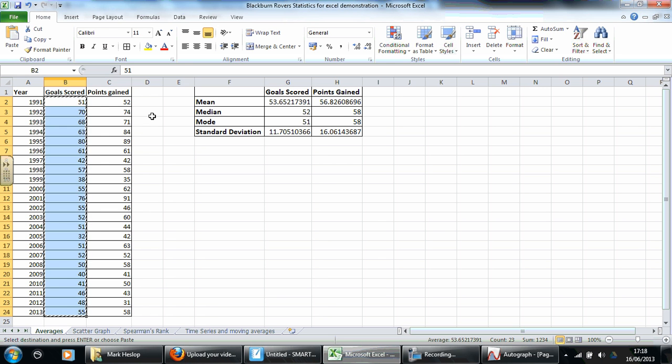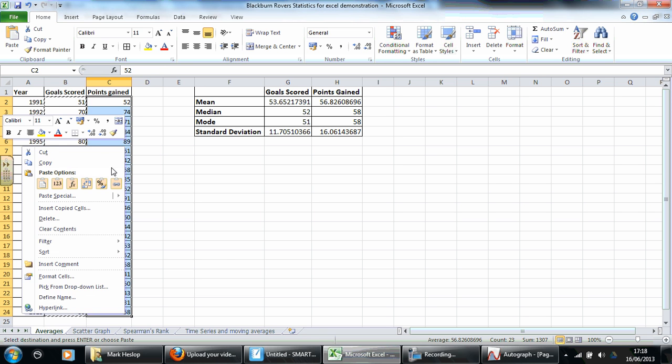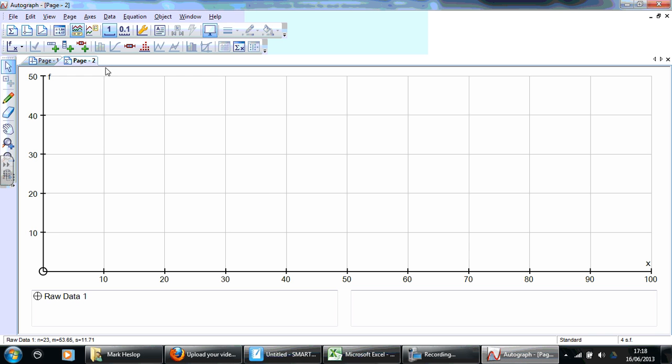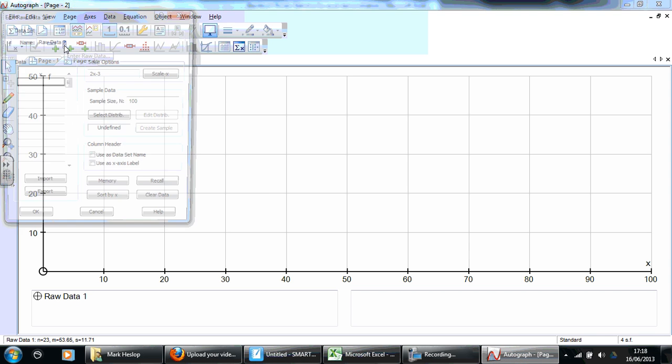And we could have done a very similar thing with the points gained. Again, go enter raw data.